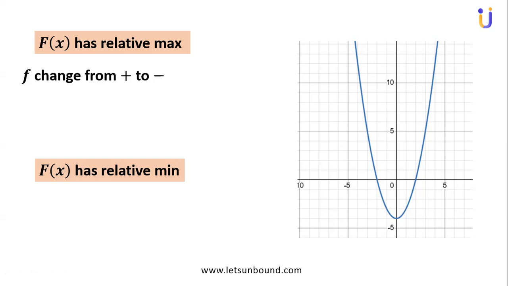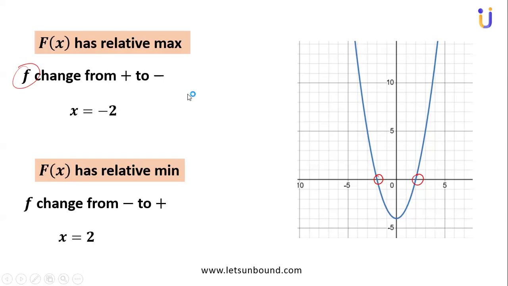Now, relative maximum. Capital F of x has a relative maximum when f, like the original function, changes from plus to minus. And relative minimum if it's minus to plus. So this is my original function. From plus to minus, here there is a change. Then draw a minus and there is a change. So it is minus to plus for its minimum, and plus to minus for its maximum.